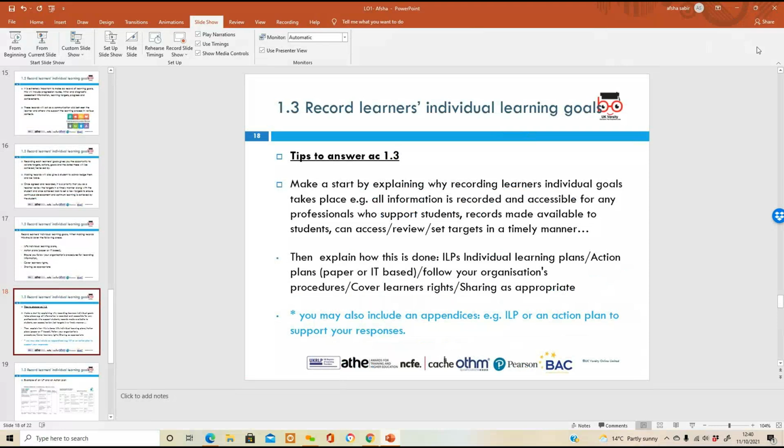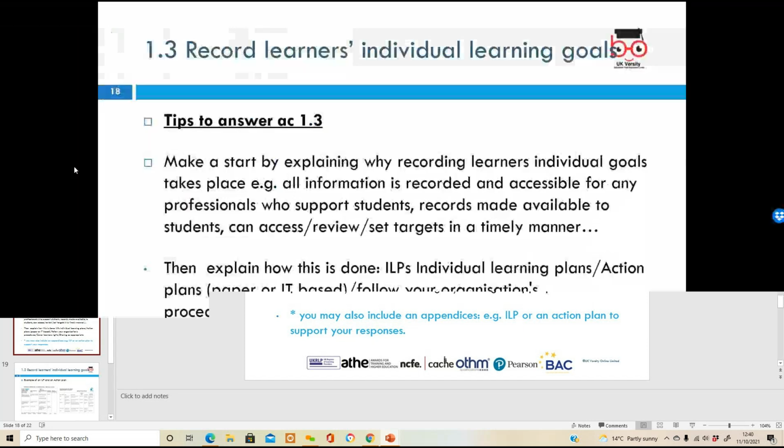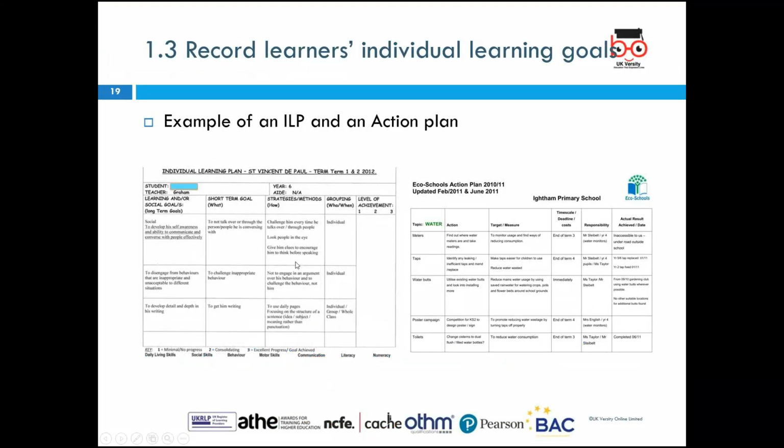Yeah, so let's go on. Oh dear, I forgot to show you this. There you go. An example of a learning plan and an action plan. I should have put these in before.